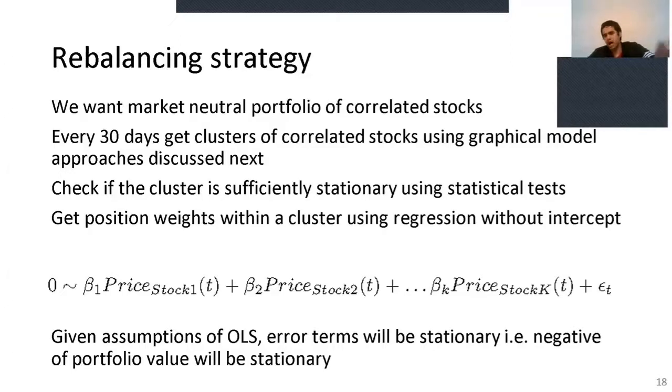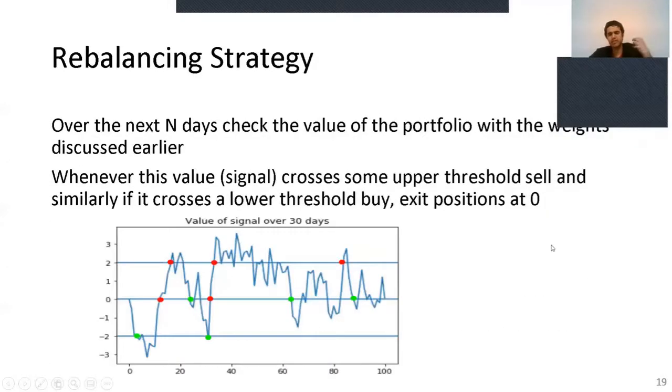So our portfolio can be written as the summation of the position times the price, which is the betas here in this case. And this should be approximately 0 because we want a market neutral portfolio. But there will always be some error term, which we expect to be stationary, because this is just an ordinary linear regression. So after we have done this, we keep on plotting the value of this portfolio.